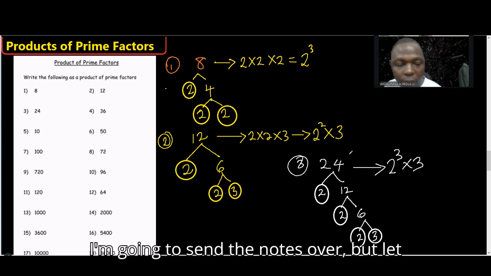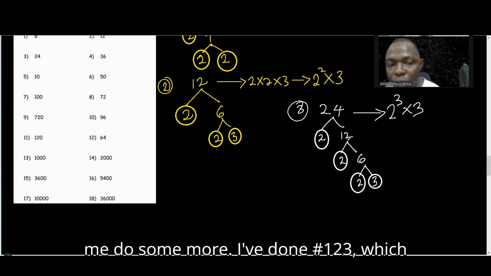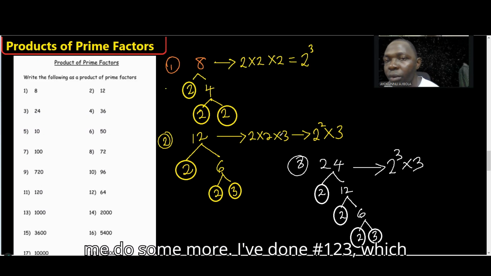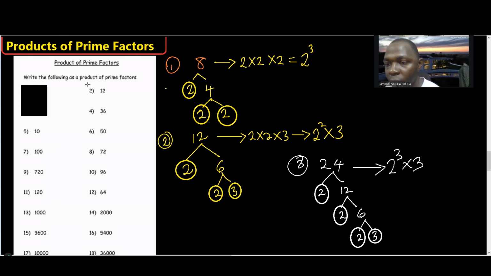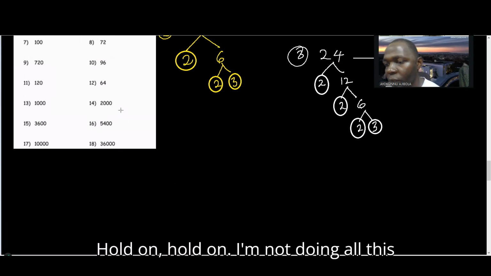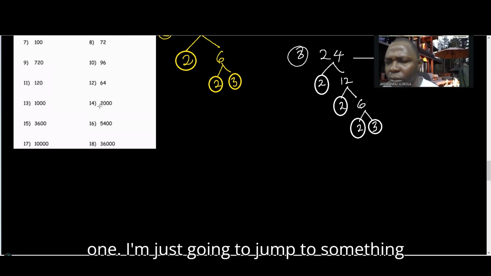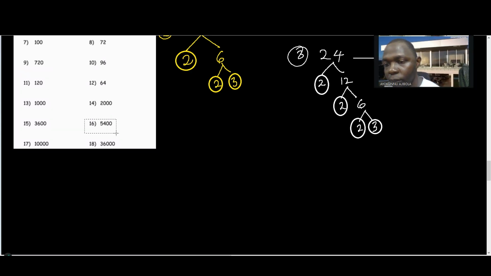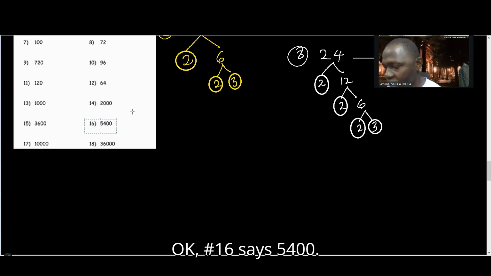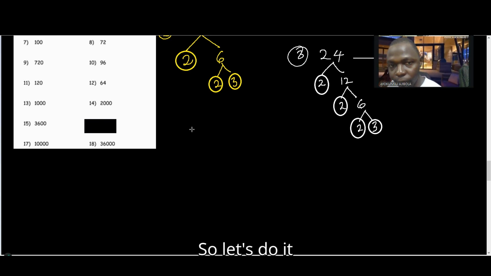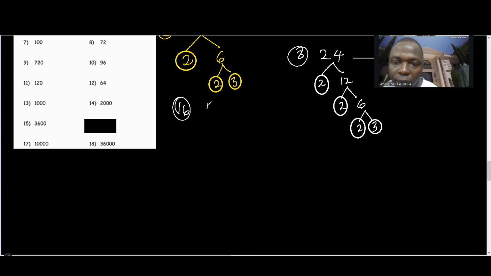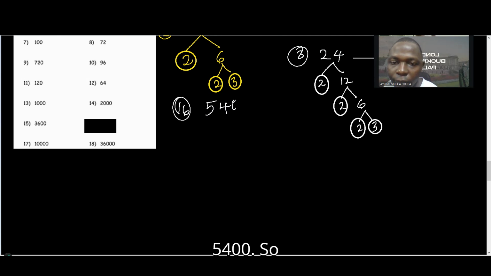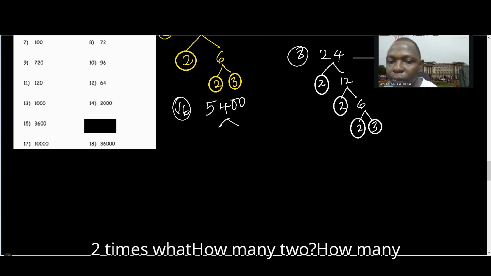Okay, I'm going to send the notes over, but let me do some more. I've done number 1, 2, 3, which I'm going to remove from the question page. I'm not doing all these ones. I'm just going to jump to something like number 16. Number 16 says 5,400. Let's do it together.